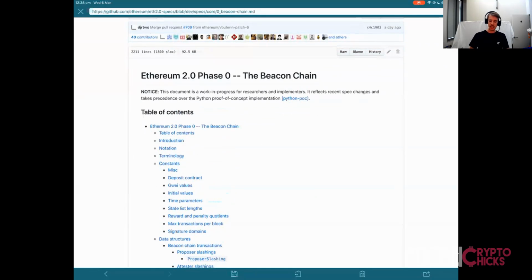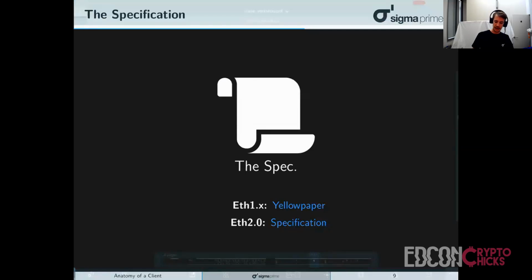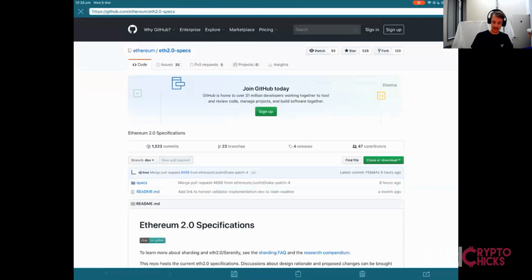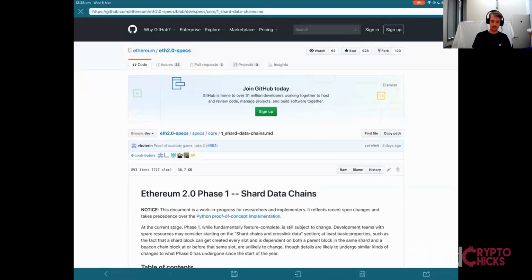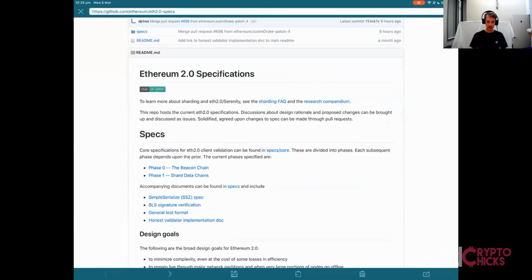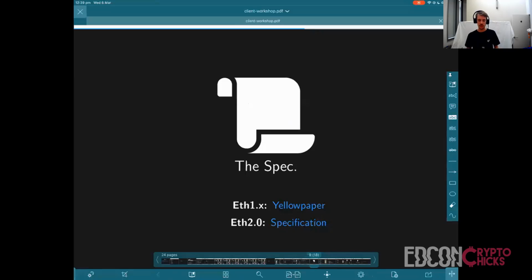The beacon chain, the phase 0, is the main spec that we have spent most of our time on right now. But the other part of this is the phase 1 spec as well, which is coming in the future, once we think about sharding and all that sort of stuff. There's other specs to deal with here as well, like the simple serialization spec, BLS signatures, and all that sort of stuff. They each have their own specs.